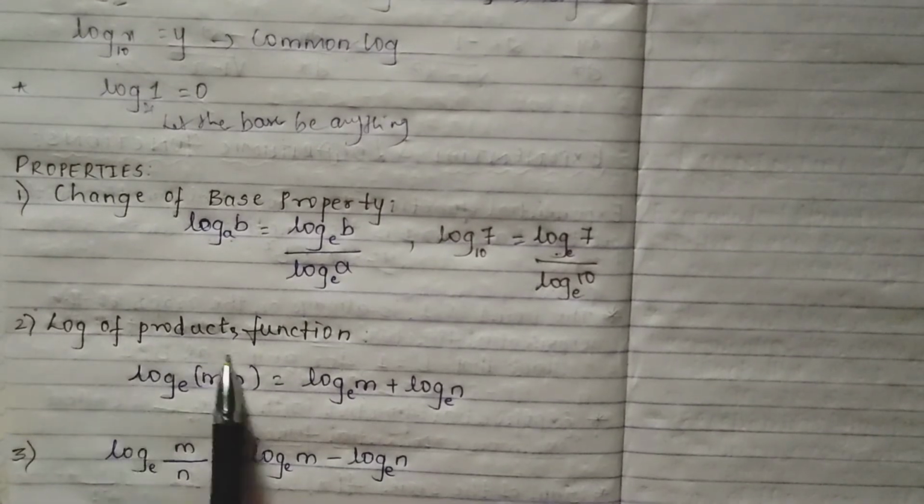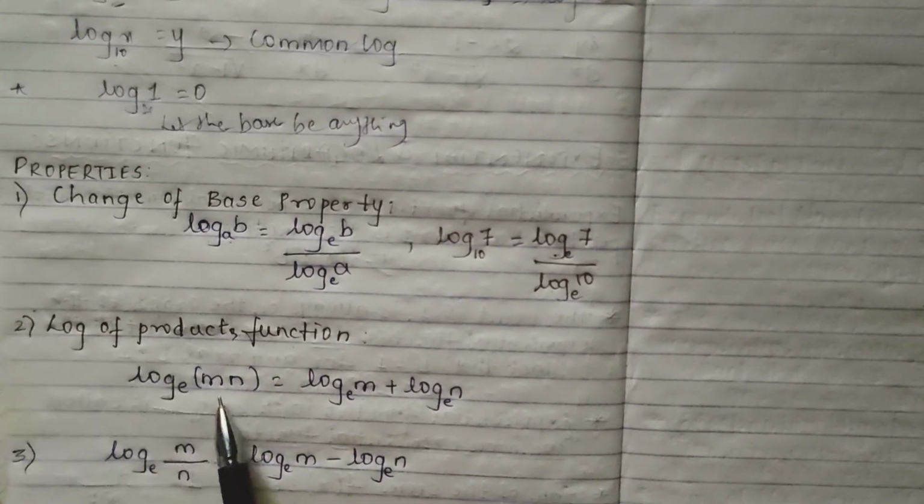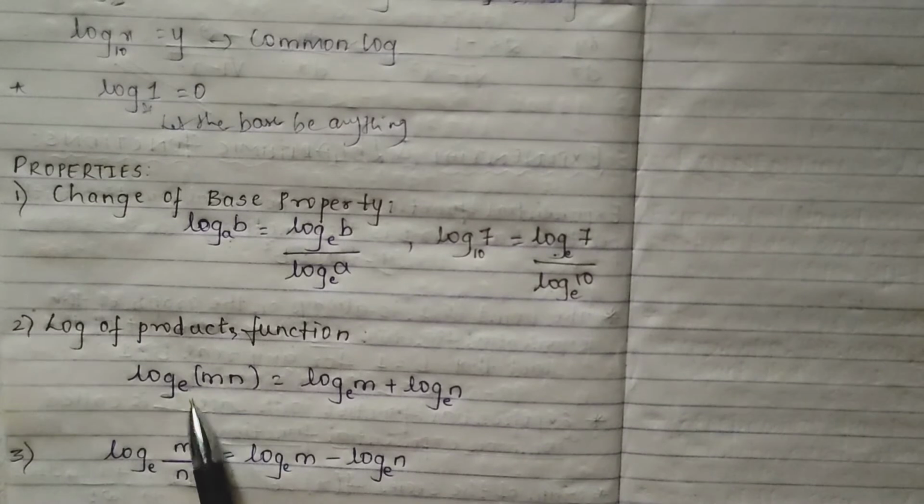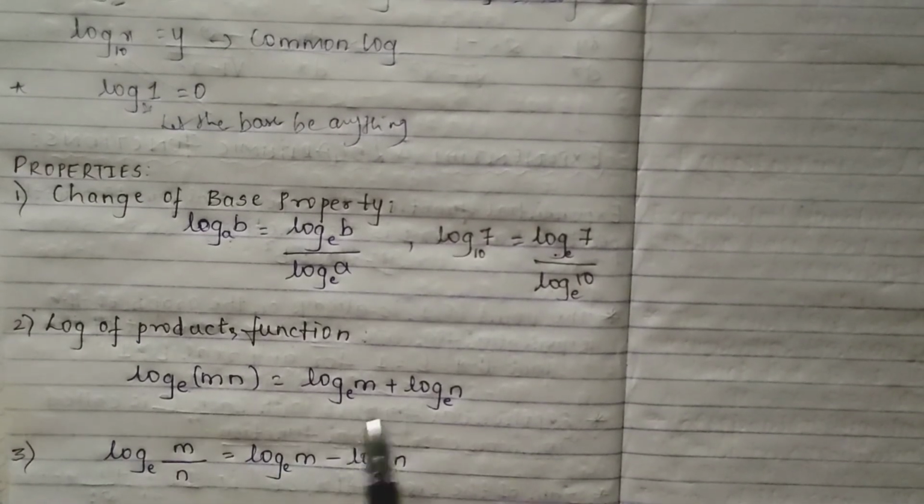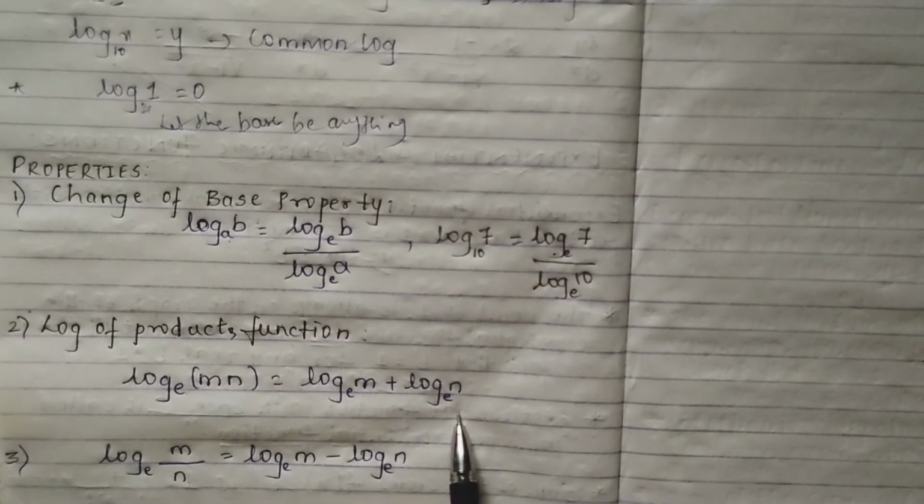Second, you have the log of products property. Now suppose you have log mn to the base e. How do we have to do it? Log m to the base e plus log n to the base e.